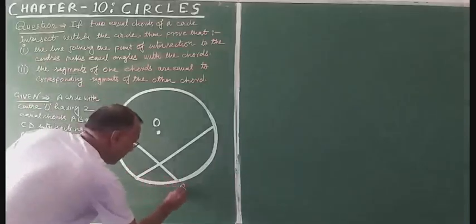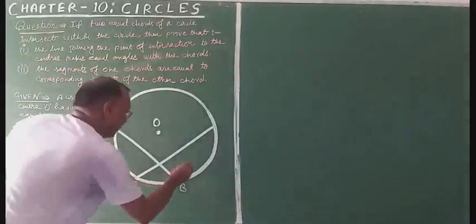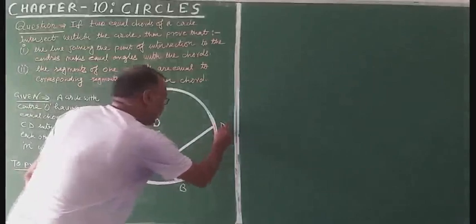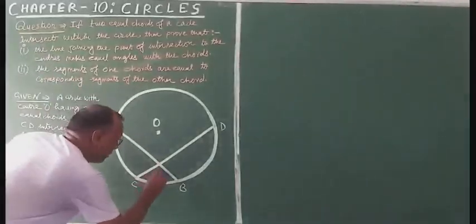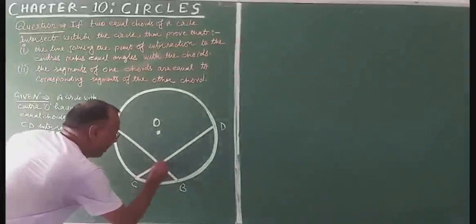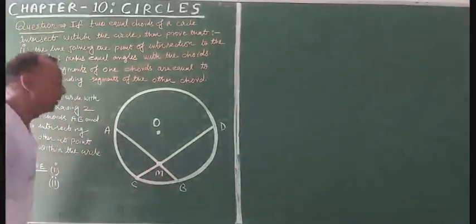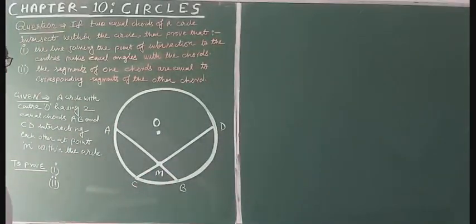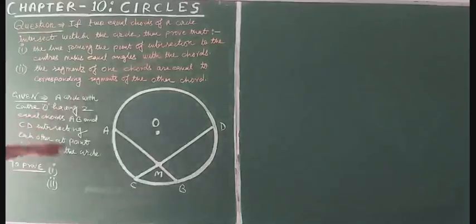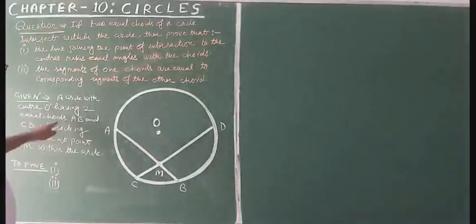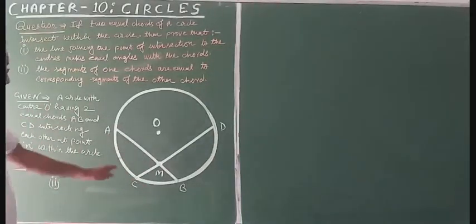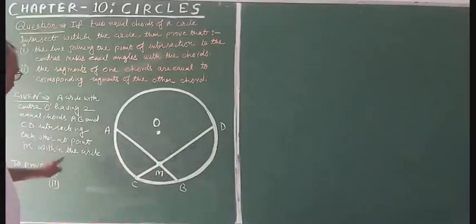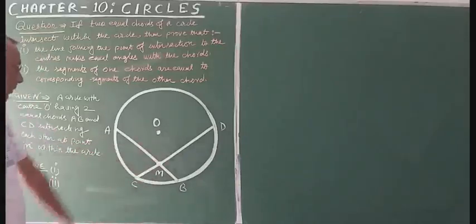AB and CD. These are two equal chords of the circle intersecting at point N. Is it clear? What you are given? A circle with center O having two equal chords AB and CD intersecting each other at point N within the circle.